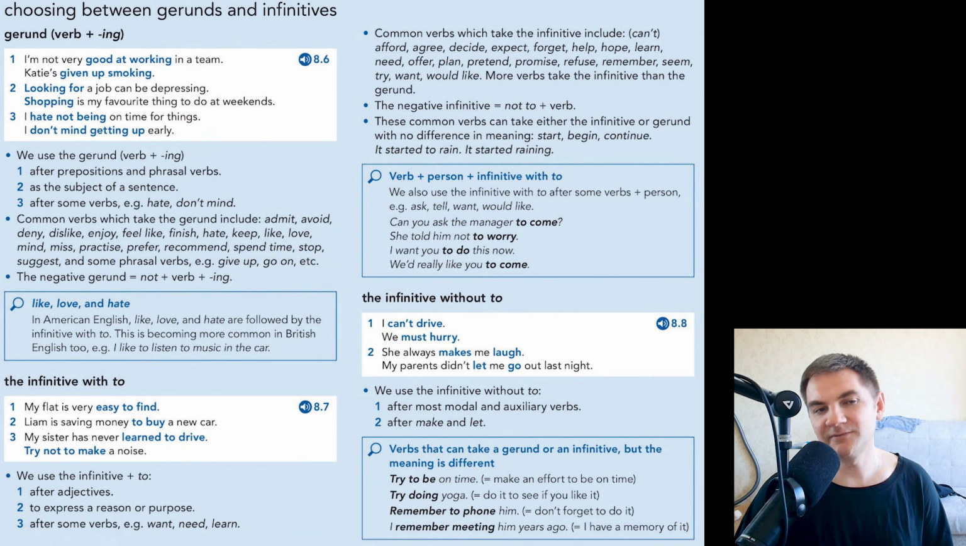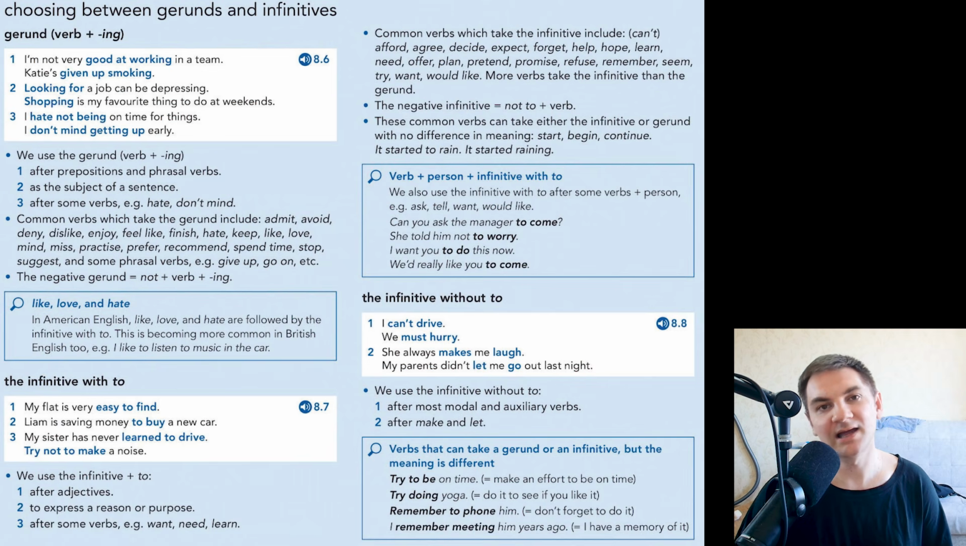Okay. And final part, the infinitive without to. I can't drive, we must hurry. So we use infinitive without to after most modal and auxiliary verbs. And also, she always makes me laugh. My parents didn't let me go out last night.